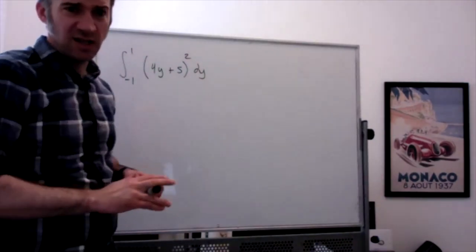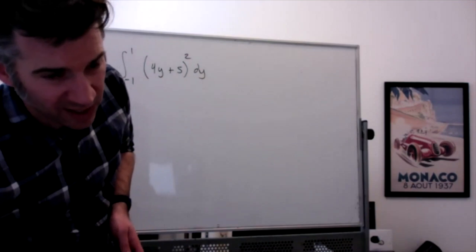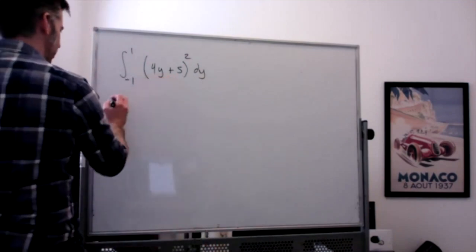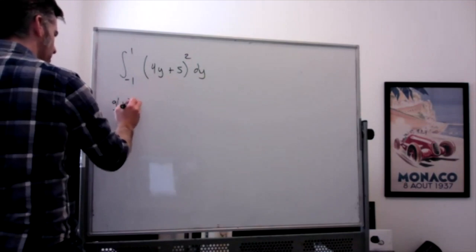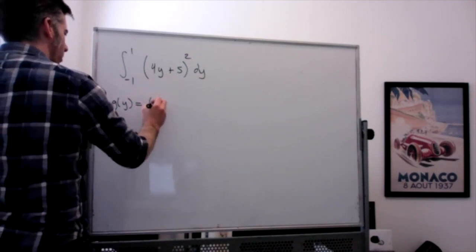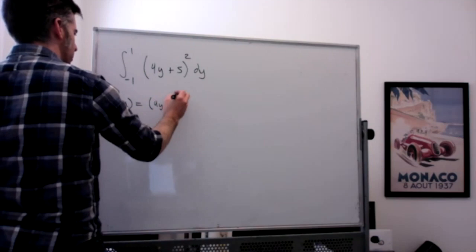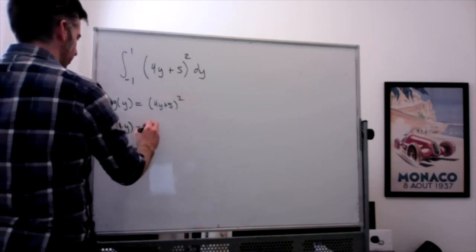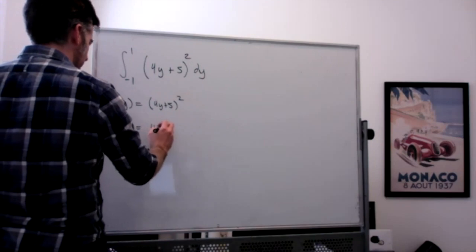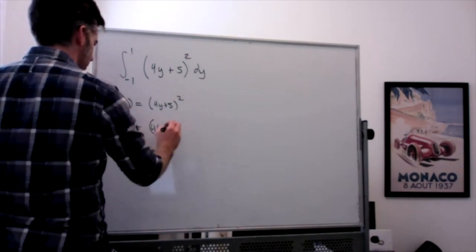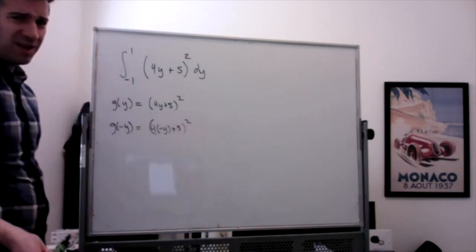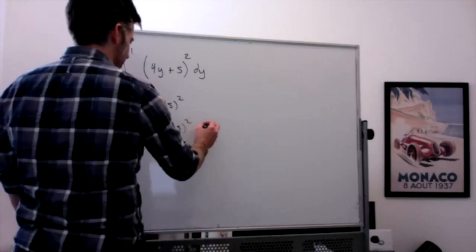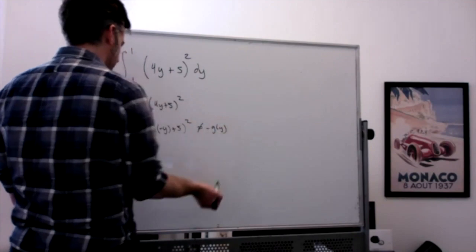-1 to 1, is it a non-function? I don't think it is. You can always check this. So you can ask yourself, is this odd? I'm going to call this g of y, which is (4y plus 5) squared. I look at g of -y, which is (4 times -y plus 5) squared. It doesn't look like I'm going to get a negative, but it does. I don't think this is going to equal negative g of y, right?